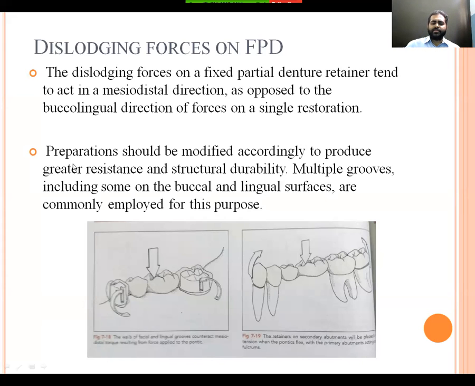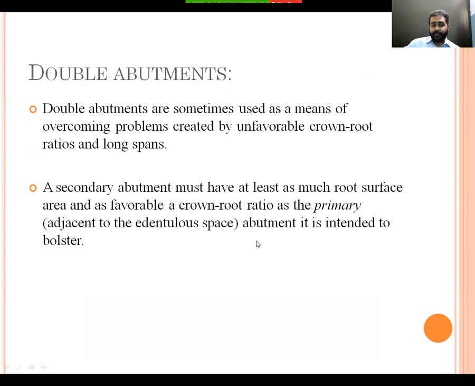The FPD has dislodging forces present. So the dislodging forces on the FPD tend to act in the mesiodistal direction. So basically, we make sure that it can be opposed with the buccolingual directions in single-tooth restorations. The preparation should be modified accordingly by giving multiple grooves. The presence of grooves will help you to restrict the dislodging forces acting on the fixed partial denture.